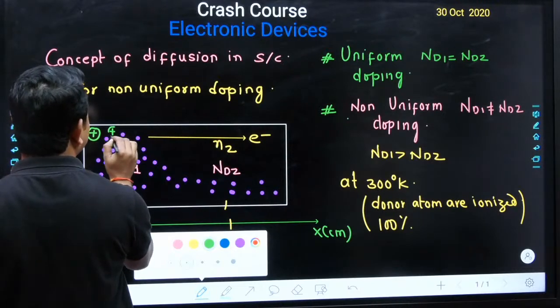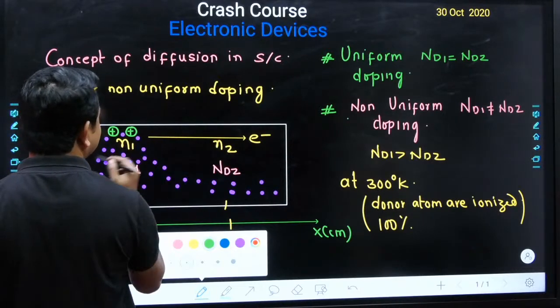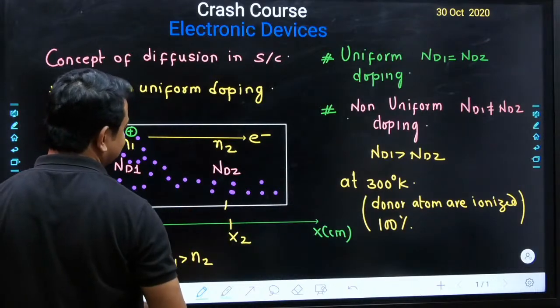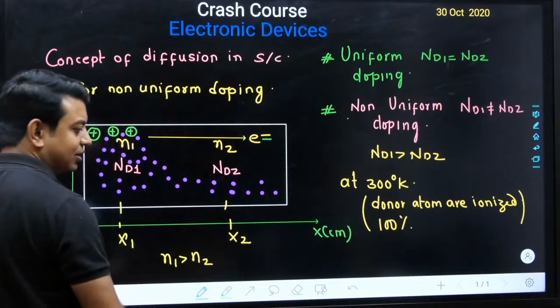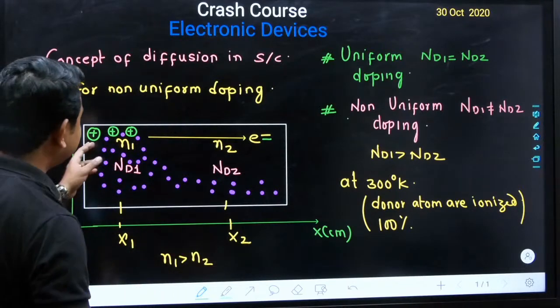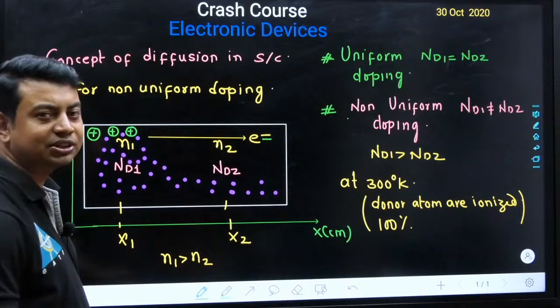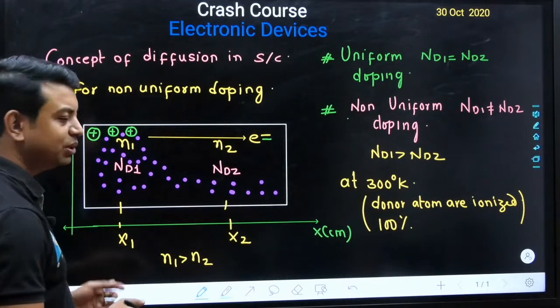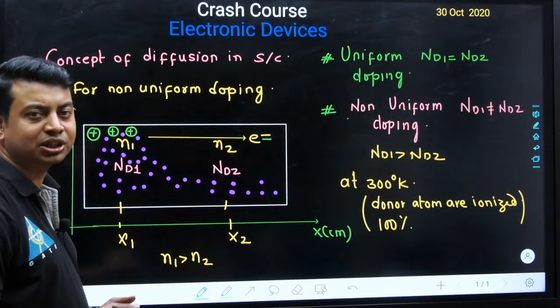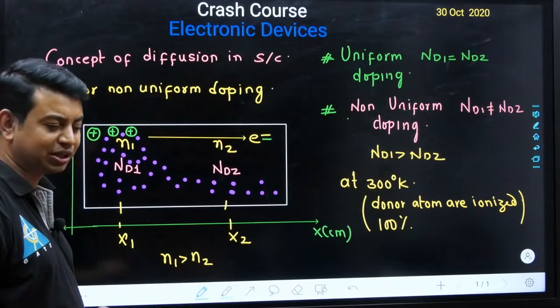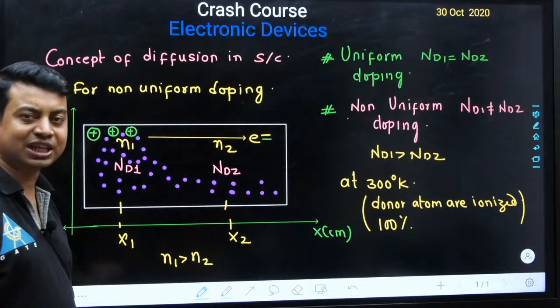So, here we have positively charged ions, and since the electrons have gone to the other side, definitely we have negatively charged electrons on the other side. So, what will happen? Positive on this side and negative on the other side. Because of the concentration difference, there must be a potential difference also, but we are going to look at this potential difference later.